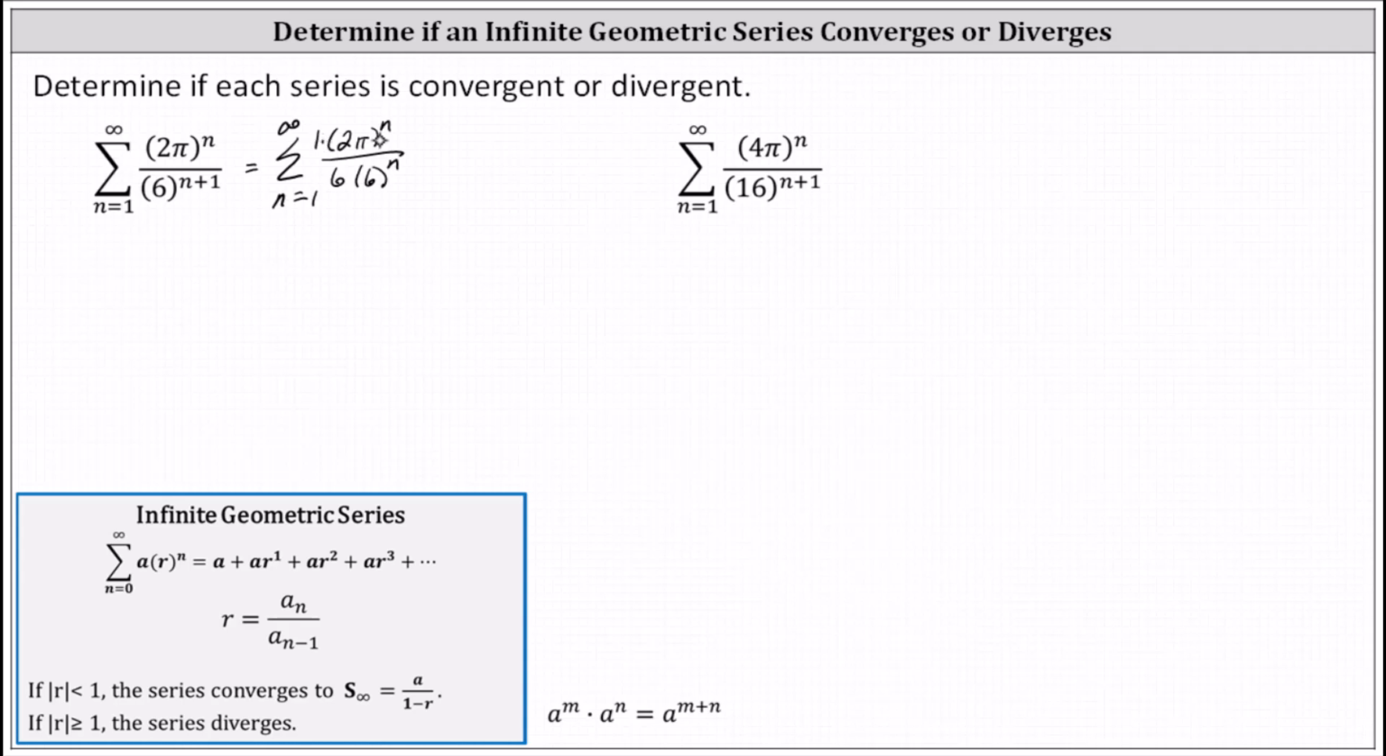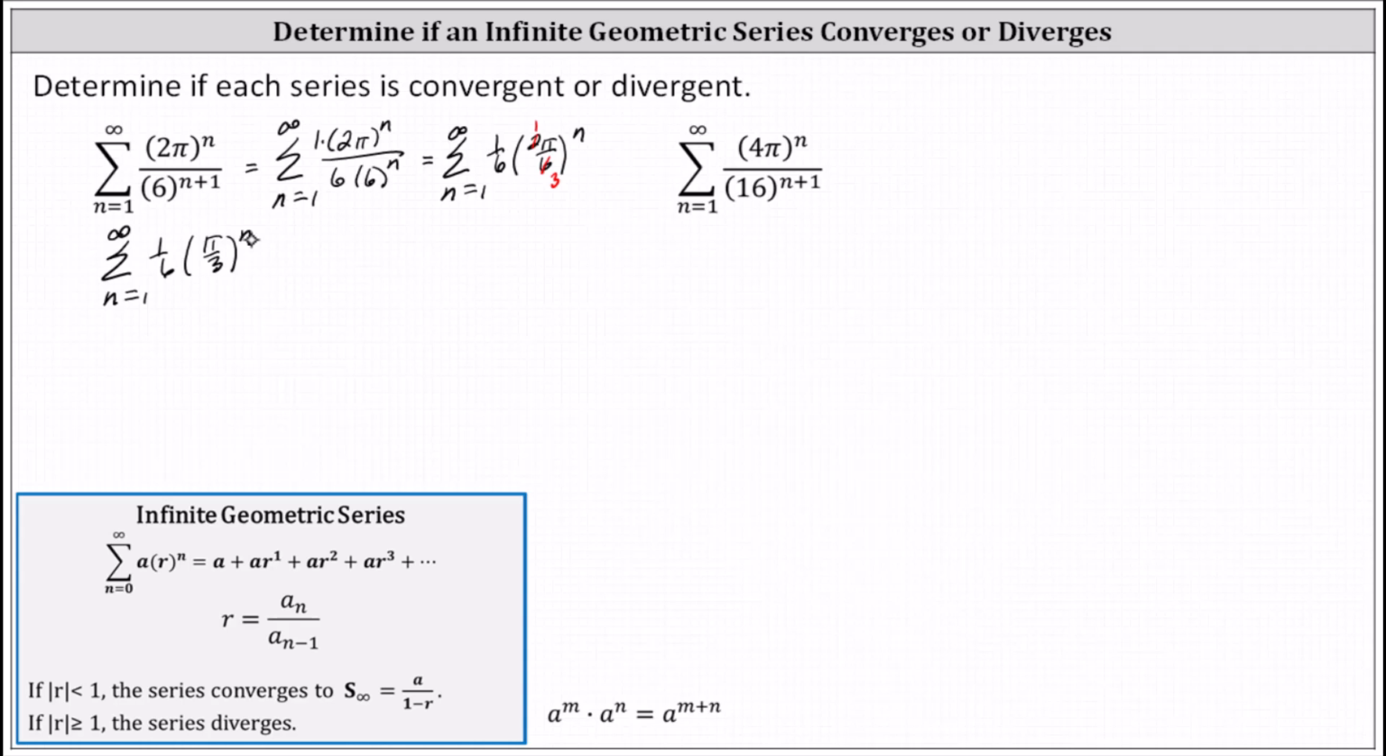And notice both 2 pi and 6 are raised to the power of n. And therefore we can write this as the sum from n equals 1 to infinity of 1/6 times 2 pi divided by 6 raised to the power of n. And then from here we can simplify inside the parentheses. 2/6 simplifies to 1/3, or there's 1 2 in 2 and 3 2s in 6. Let's consider the series in the form of the sum from n equals 1 to infinity of 1/6 times pi divided by 3 to the power of n.